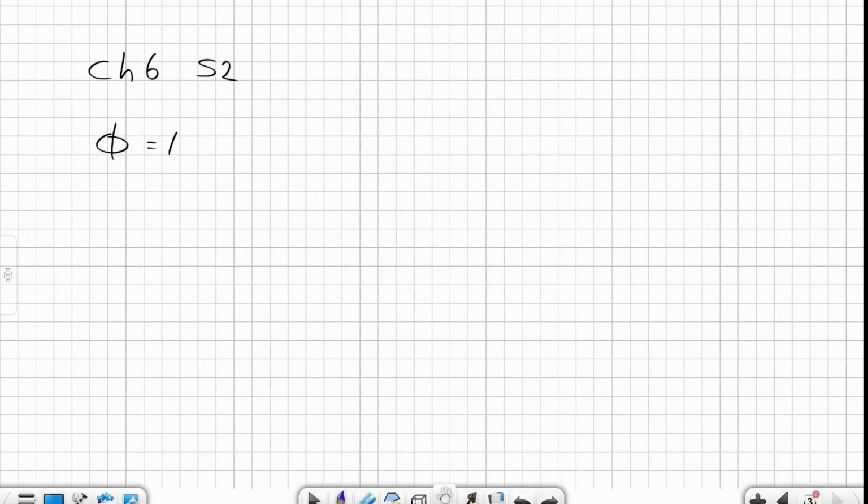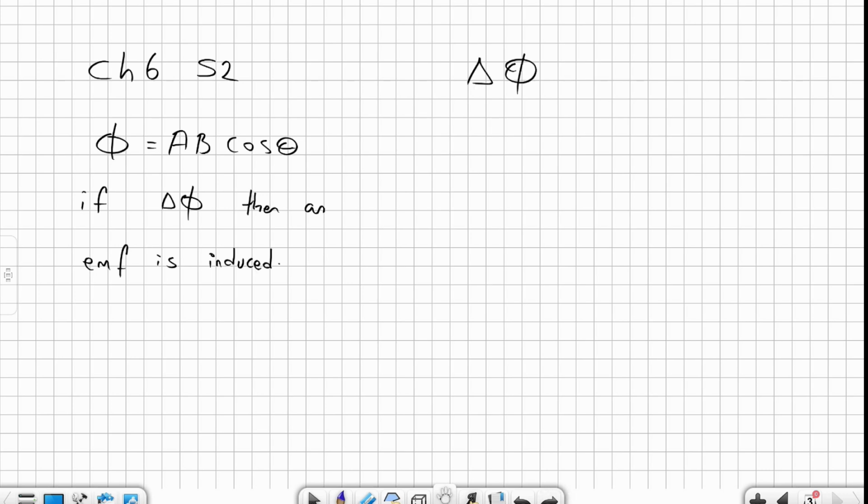Chapter 6, section 2 is about rotation. To talk about rotation, we need to remember flux, which was equal to AB cosine theta. We know that whenever we have a change in flux, we have induced EMF. How can we change flux?